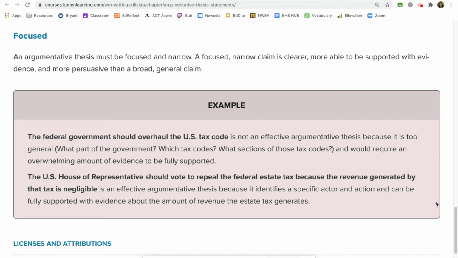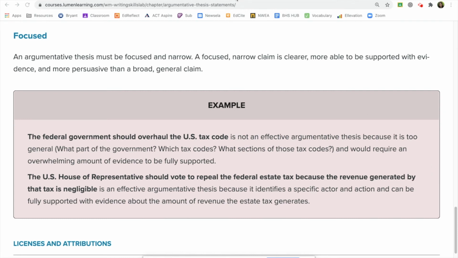Tax code. The tax code is giant, thousands of pages. So you need to be much more specific. The U.S. House of Representatives should vote to repeal the federal estate tax because the revenue generated by that tax is negligible. So that estate tax is one tiny part of the overall U.S. tax code. So that is focused enough, narrow enough, where you could use that as your thesis statement for a small research paper like this.